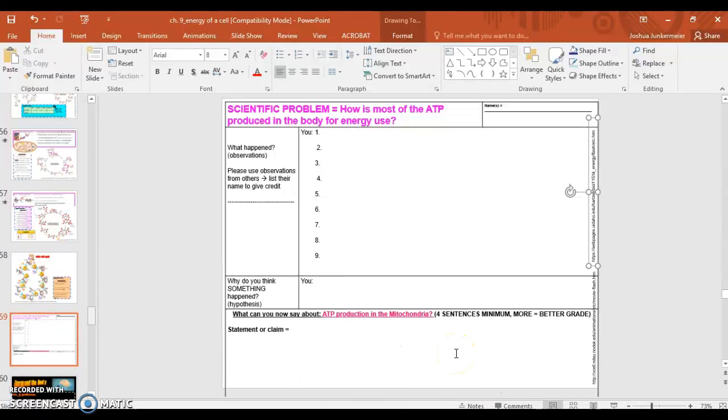You could also draw models to demonstrate what you've learned and how it might be able to answer the question, the scientific problem, or how it could potentially explain your hypothesis down here. So you could write at least 4 sentences, or you can draw a model. All right. If you need advice on drawing a model, I have resources. You can just ask me and I'll provide them.